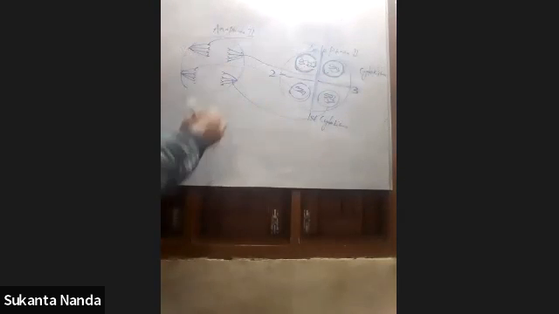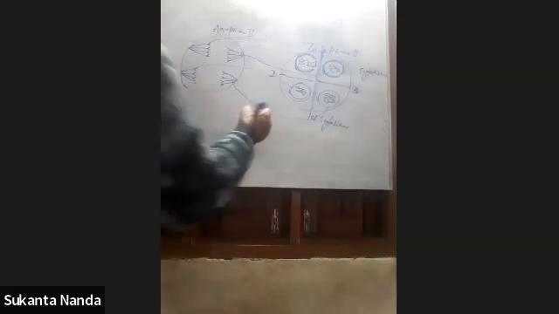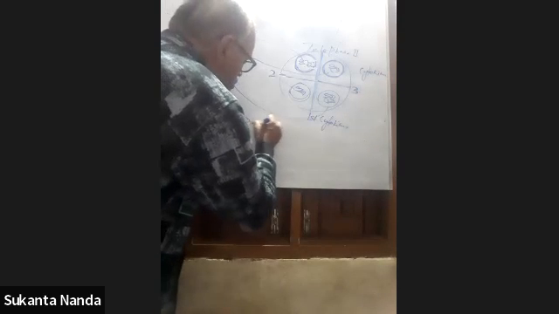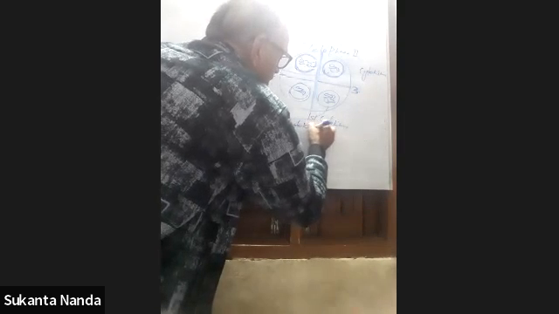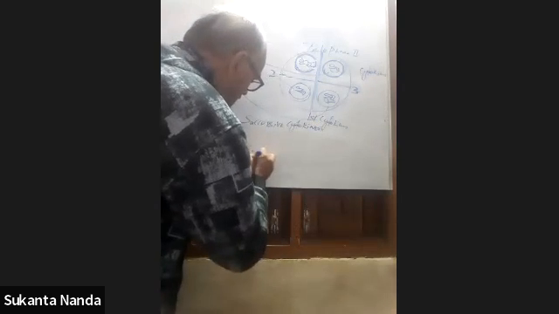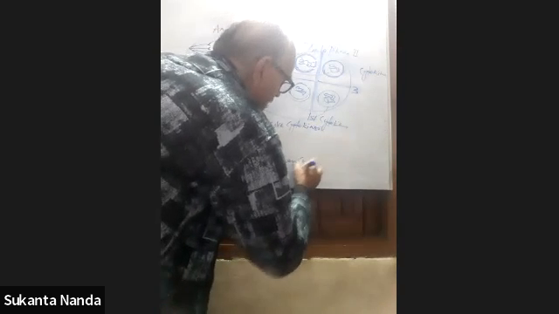So this type of cytokinesis, students, is called continuous cytokinesis. Okay, this one is called successive cytokinesis. Another one is called simultaneous cytokinesis.